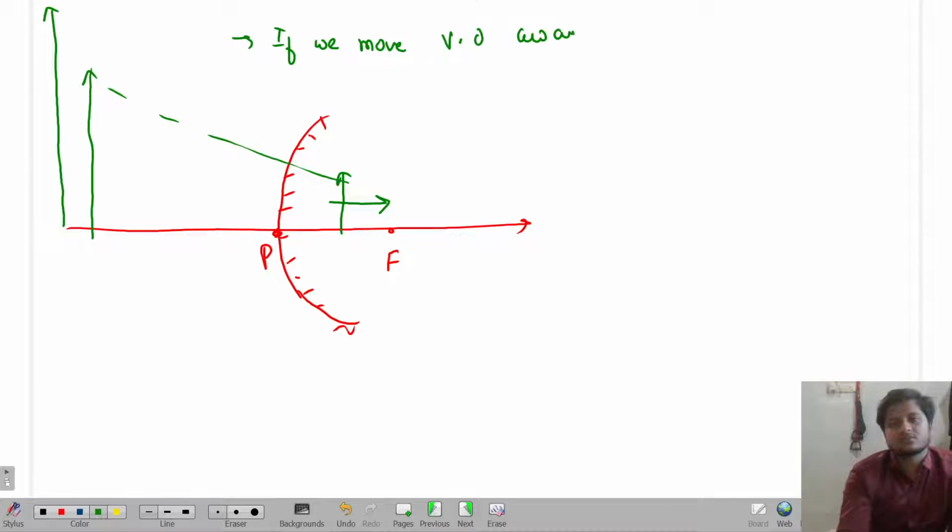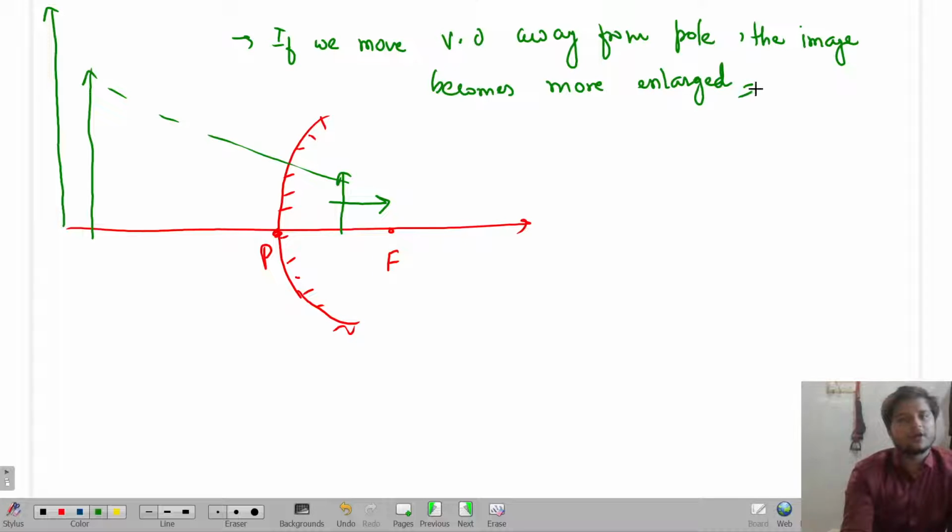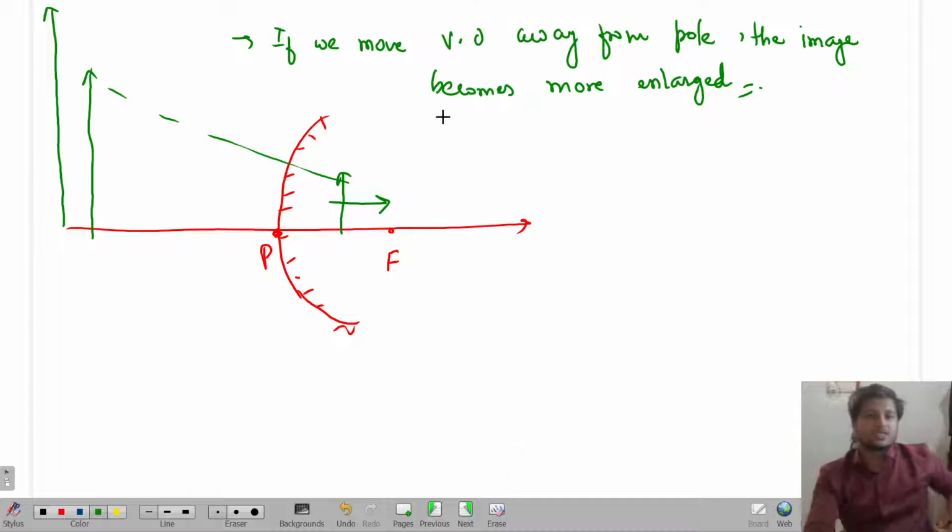away from the pole, the image becomes more enlarged. Got it or not? Understood or not? So these are the cases, sir, of virtual objects here.